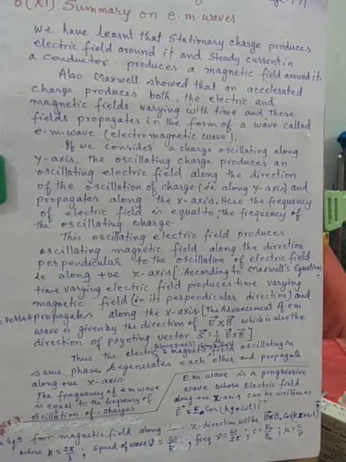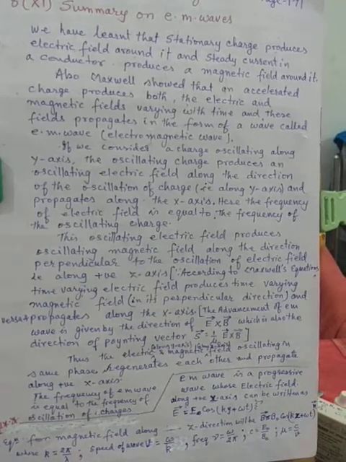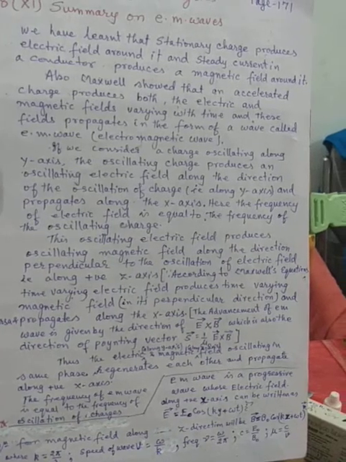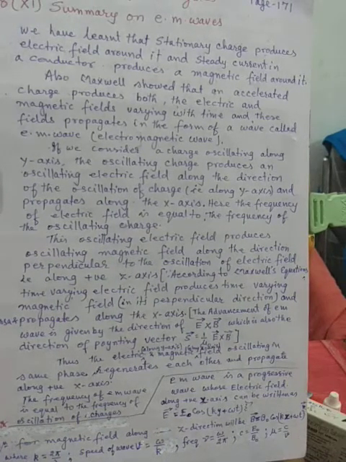The advancement of the electromagnetic wave is given by the direction E cross B, where E is the instantaneous electric field and B is the instantaneous magnetic field in the electromagnetic wave, which is also the direction of the Poynting vector S, equal to 1 by mu 0 E vector cross B vector. Thus the electric field and magnetic field, oscillating in the same phase, regenerate each other and propagate along the x-axis.